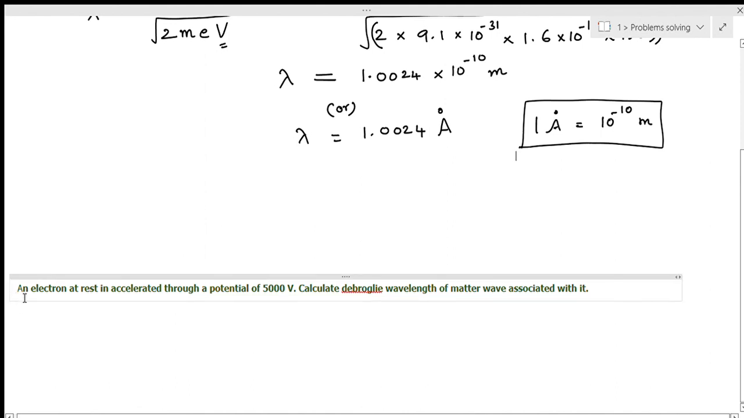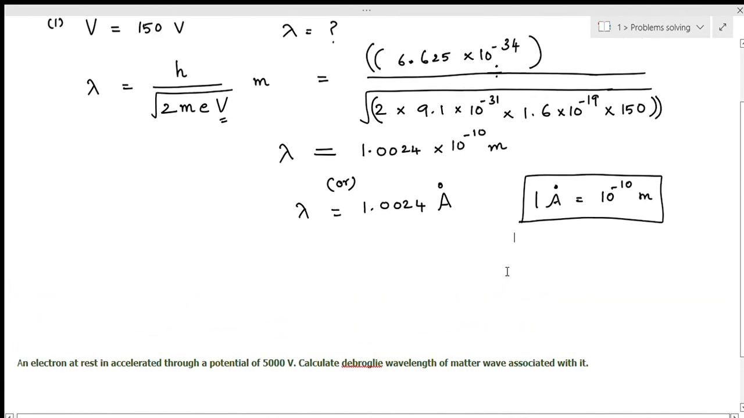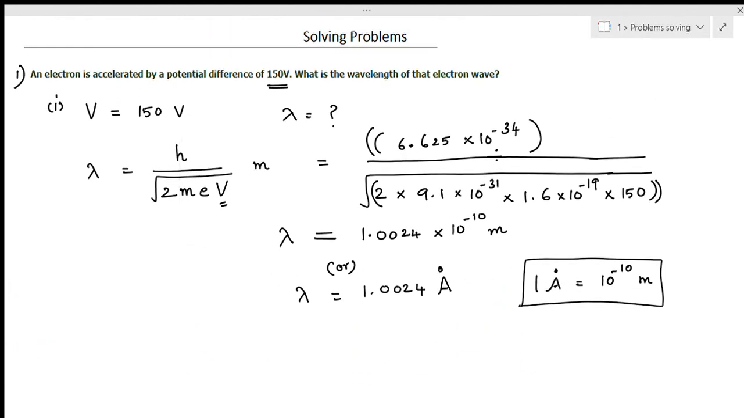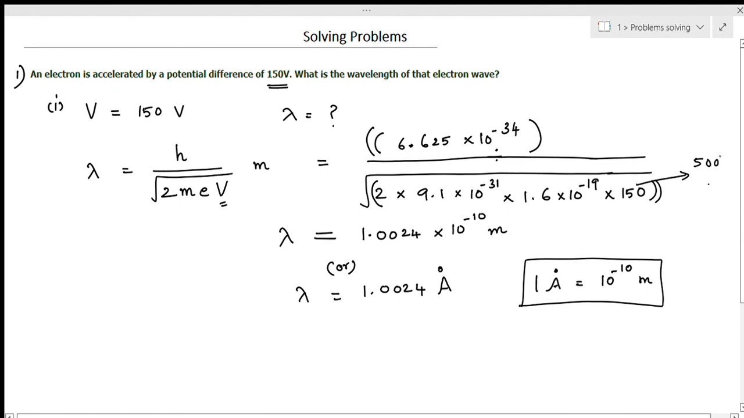Look at the second problem. An electron at rest is accelerated through a potential of 5000 volt. Calculate the de Broglie wavelength of the matter wave associated with this. Same type of formula. Instead of this 150 volt, you are going to substitute 5000 volt. You will get a value accordingly.